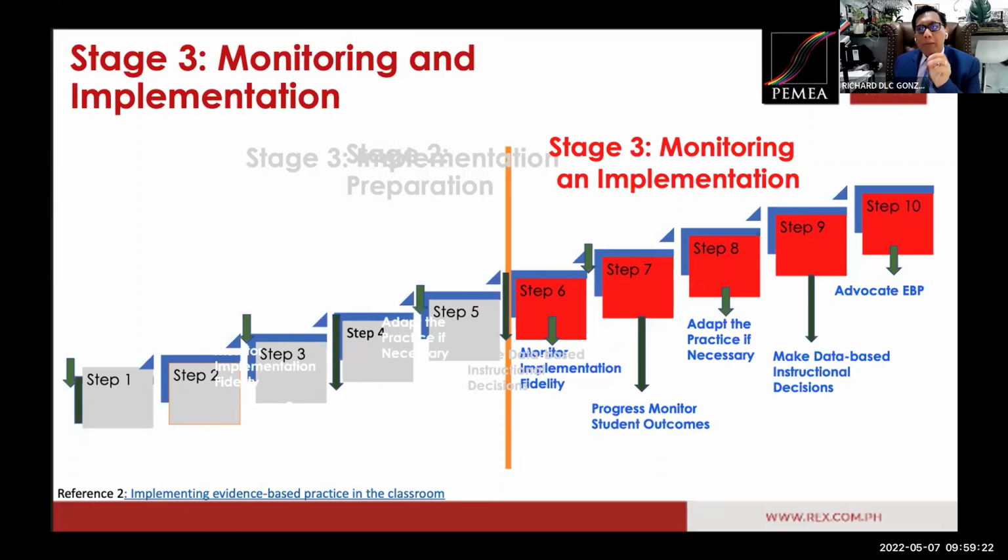When you implement your EBPs, you should be ready to anticipate or identify problems and challenges, and you should respond to them before they affect your desired outcomes and results. So for stage 3, you should be ready to take note and compile the best practices you gathered during the implementation, because this will be helpful for you to continue implementing your EBP and when you will develop a new EBP in your school. Okay, so what are the activities under stage 3?